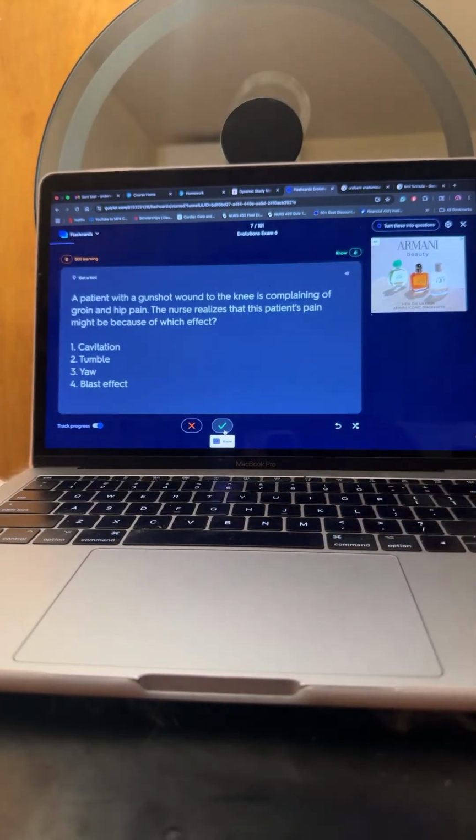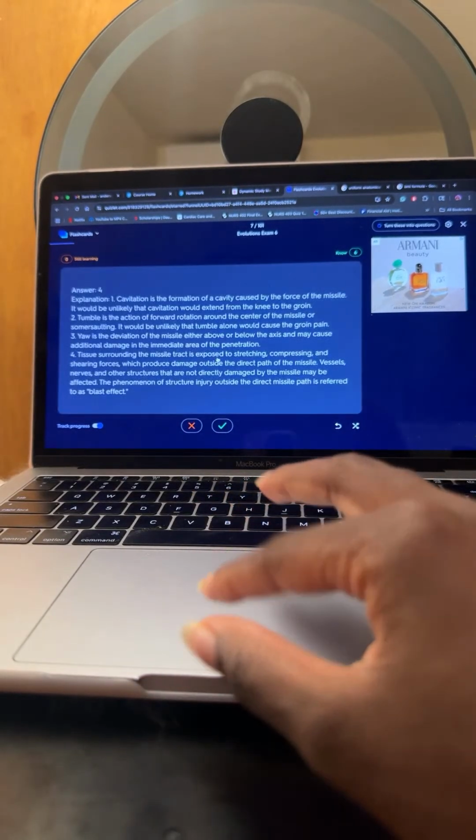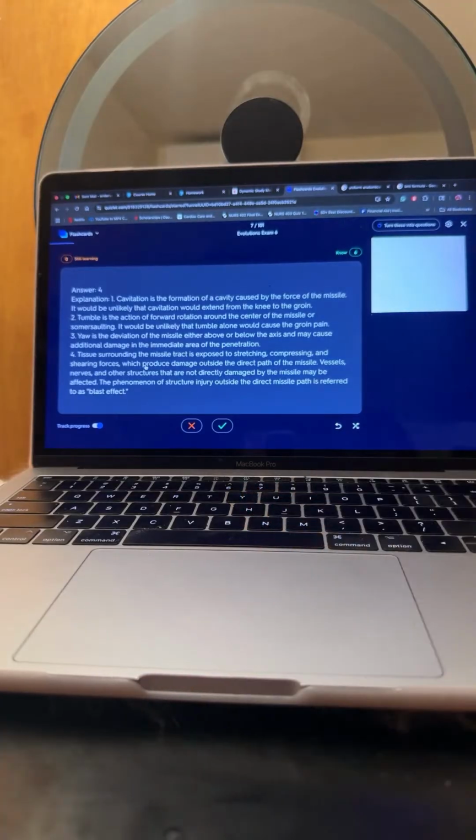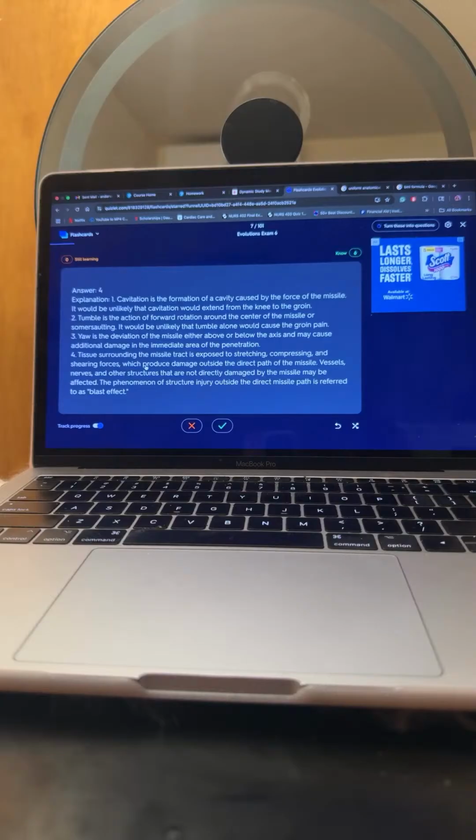Okay. A patient with a gunshot wound to the knee is complaining of groin and hip pain. The nurse realizes that this patient's pain might be because of which effect? Cavitation, tumble, yaw, or blast effect. The correct answer is, I believe, 4, blast effect. Tissue surrounding the missile tract is exposed to stretching, compressing, and shearing force, which produce damage outside the direct path.